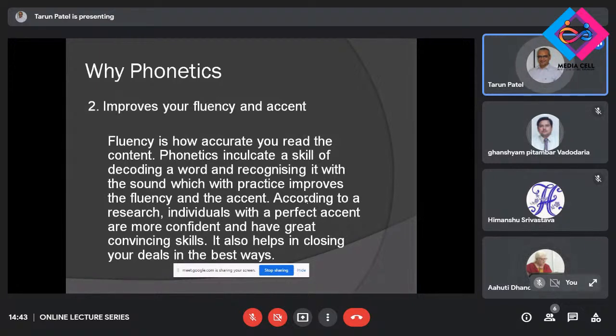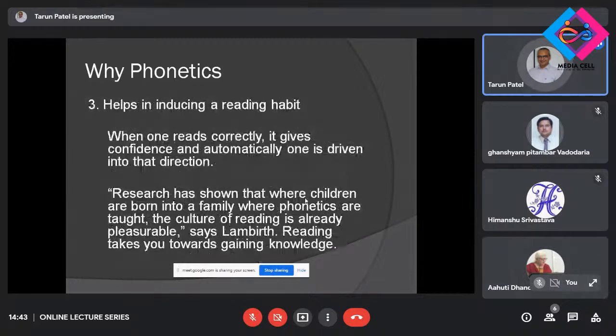It also improves your fluency and accent. And as we know, fluency is how accurately you read or speak. Phonetics inculcates a skill of decoding a word and recognizing it with the sound, and practice improves the fluency as well as the accent. And according to another research, individuals with a perfect accent are more confident and have great convincing skills. It also helps in closing your deals in the best way, right? So this is the second advantage, and it does in fact help us in inducing a good reading habit. When one reads correctly, it gives confidence, and automatically one is driven in that direction, right?